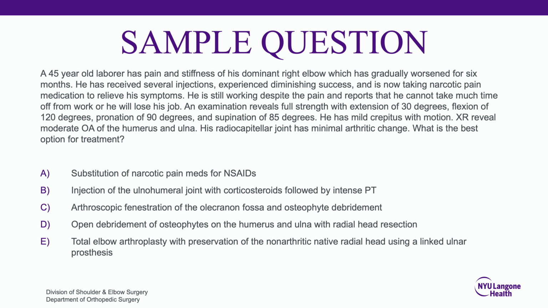Open debridement, that may also work. Osteophytes on the humerus and ulna with radial head resection. That's a bad option, right? His radioulnar joint is good, so there's no reason to do anything with the radial head. Number five, total elbow, or E. Total elbow would be too aggressive on a 45-year-old laborer, so the best option here would be the arthroscopic debridement or osteocapsulectomy.